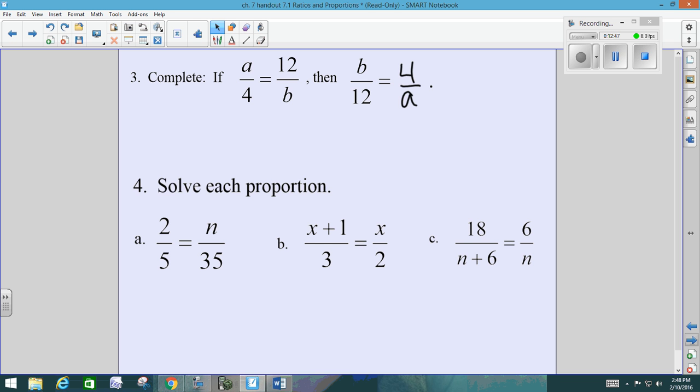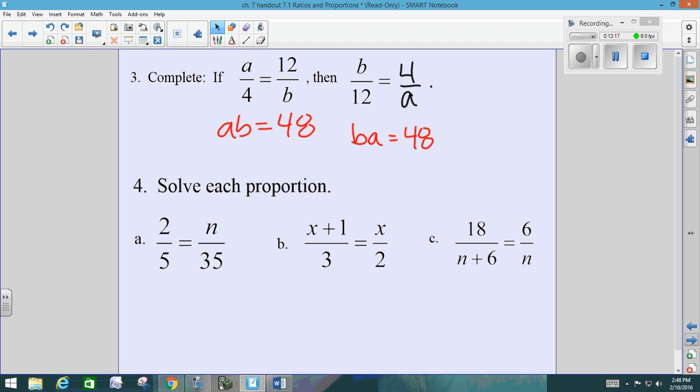4 is to A. To check if these are equivalent, you use your cross product property. So if I cross multiply my first one that they gave me, A times B is AB. 4 times 12, 48. When I cross multiply the second one, we should get a similar equation there. B times A equals 48. Those are the same. A times B and B times A are the same. So you know that you have it correct.